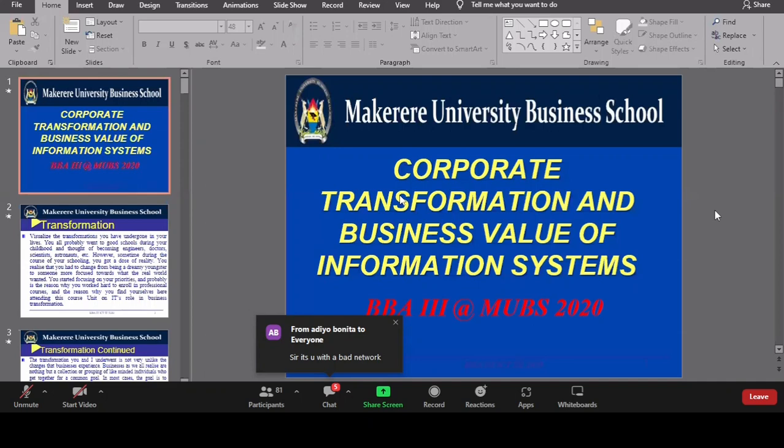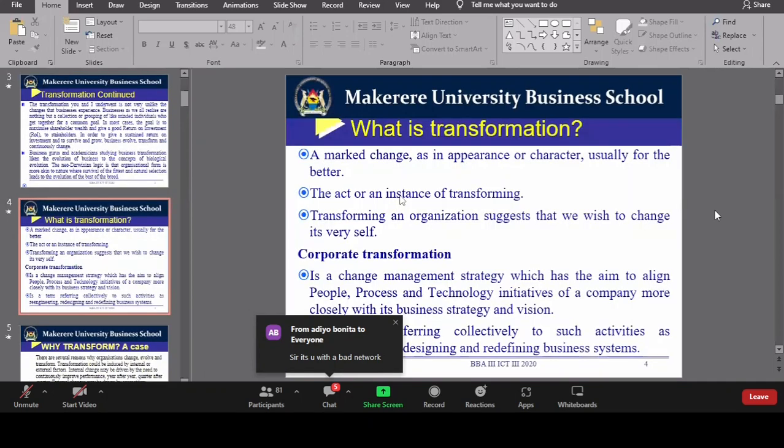I want to go to this, and it actually coincides with what some of you were saying, that transformation is a marked change as in appearance or character that is usually for the better. Now, it goes into where you look at where I am and where I want to be. In class, on day one, we looked at those different states of the organization: the past state, the present state, and the future state. The future state looks at where we want to be, the current state looks at where we are, and the past state looks at where we are coming from.